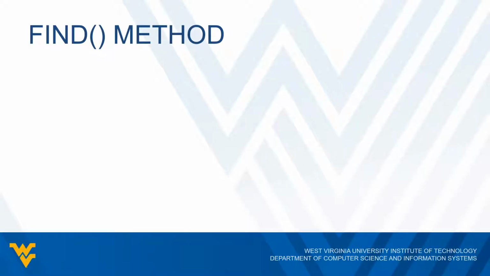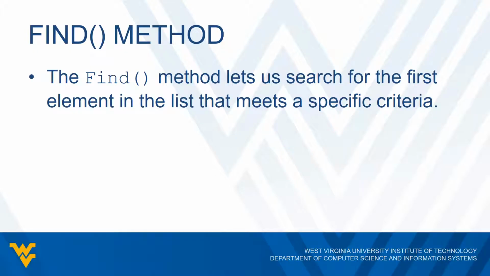Let's do another example just to help show how we can use the address of operator. There is another method in list called the find method. It allows us to search for the first element in the list that meets a specific criteria. Notice there's a trend here: if we have something that involves criteria, we're going to end up using the address of operator.